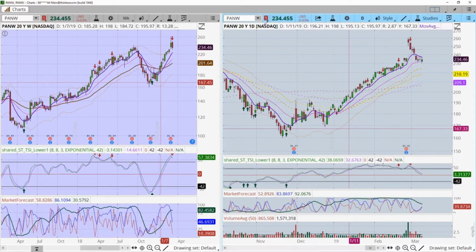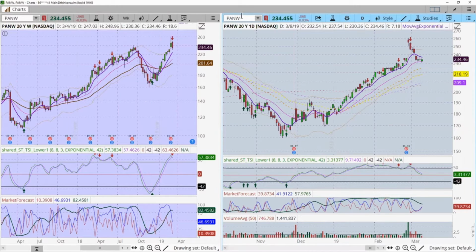Let's take a look at a couple of charts here that I want to share with you. Okay, first of all, let's start with, I want to come back to Panera Bread, but it's not Panera Bread, it's Palo Alto Networks. I want to come back to that, but I want to start over here with the S&P.